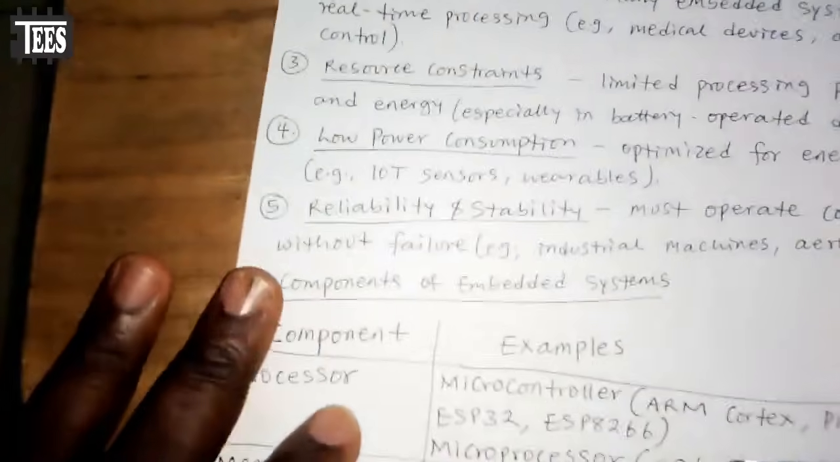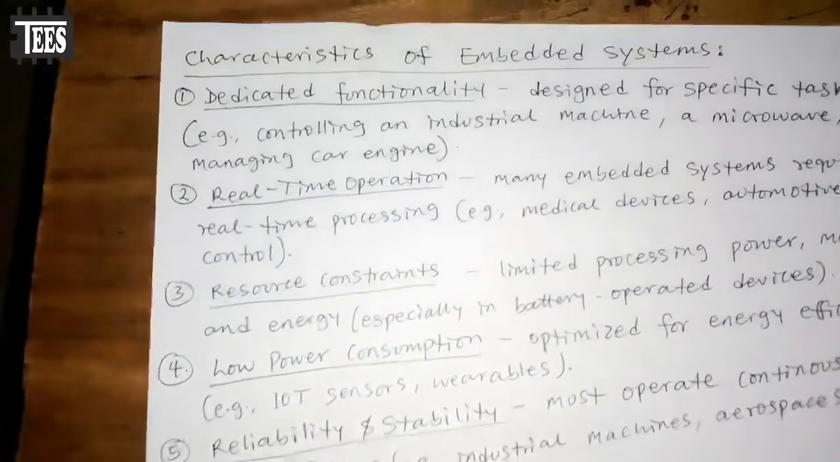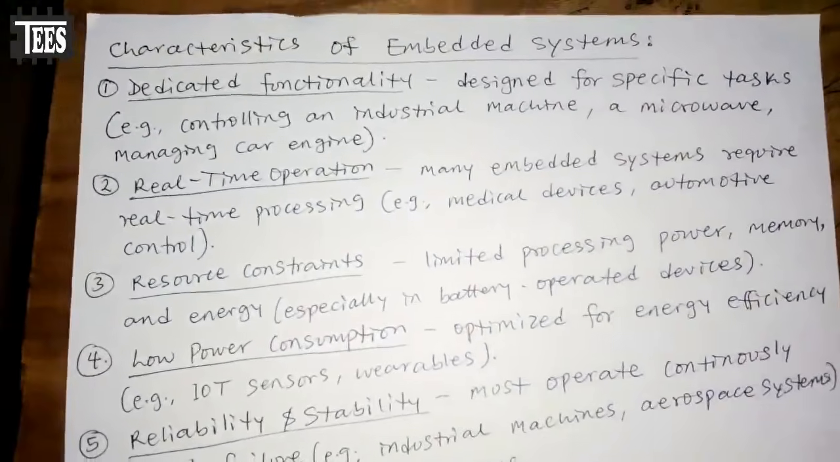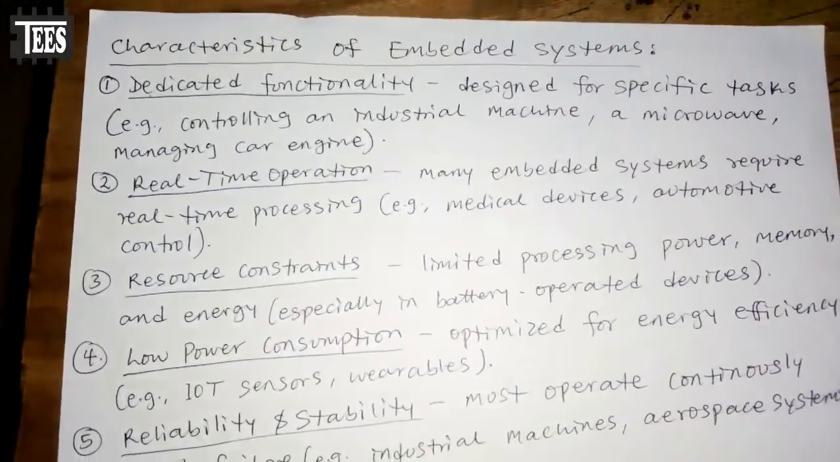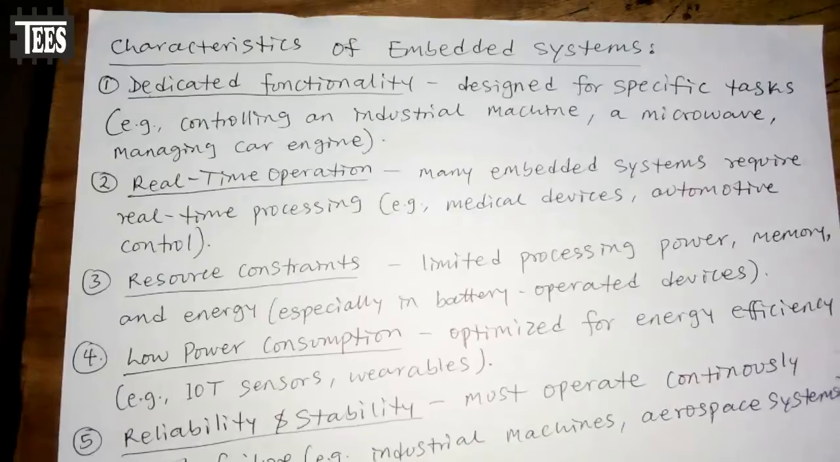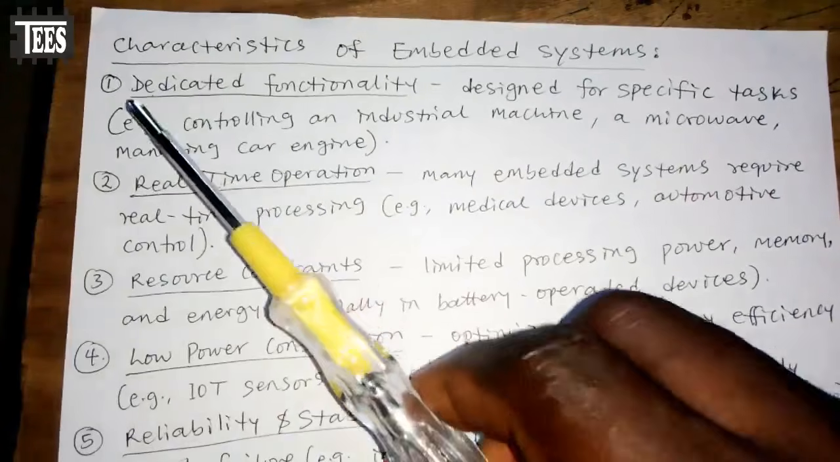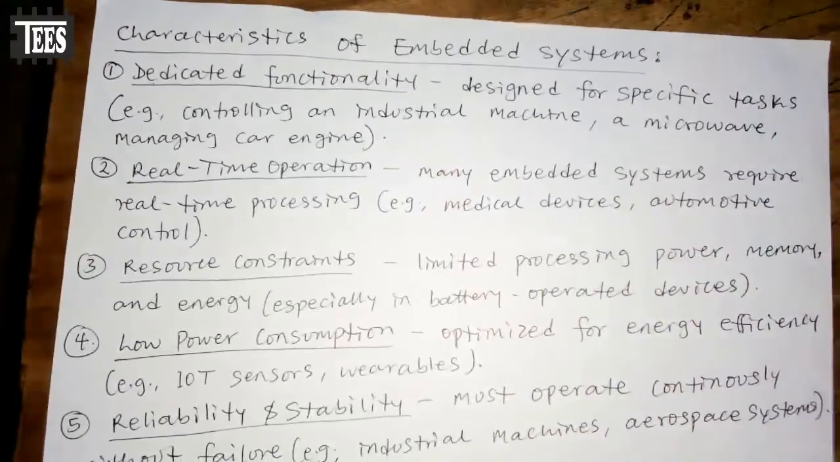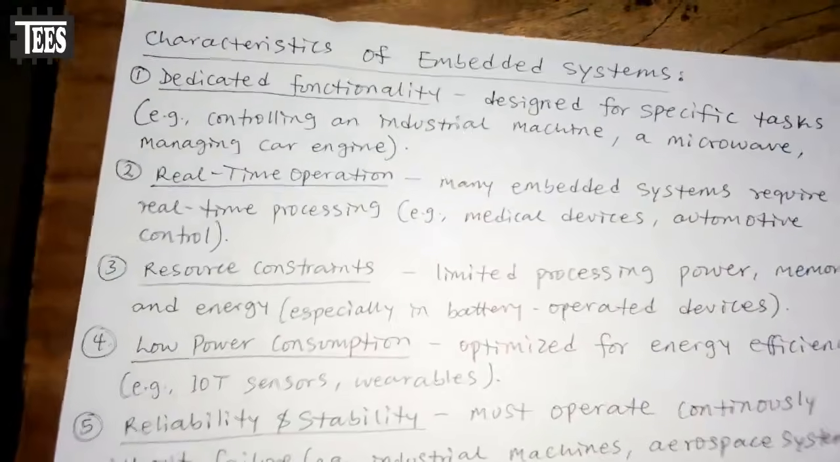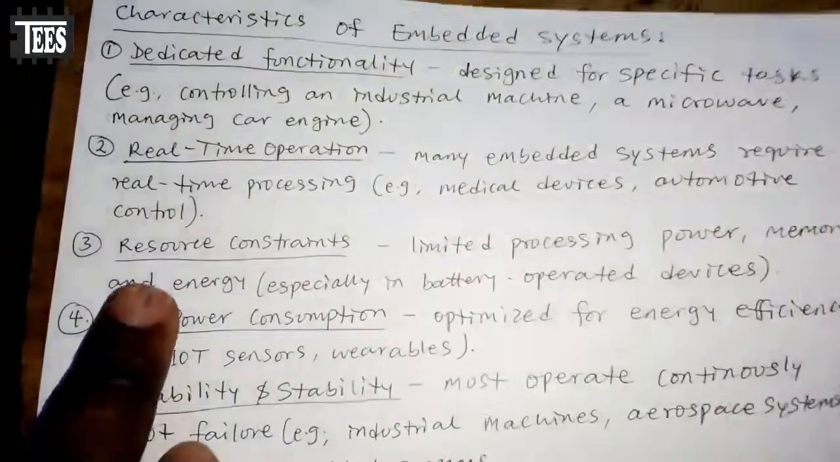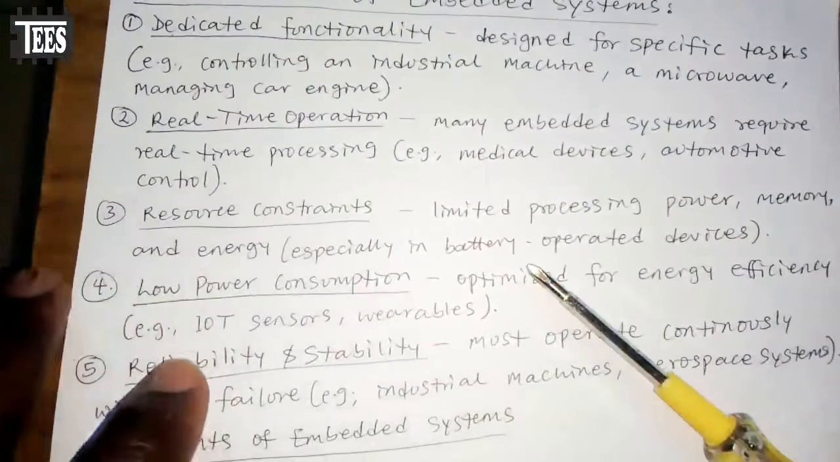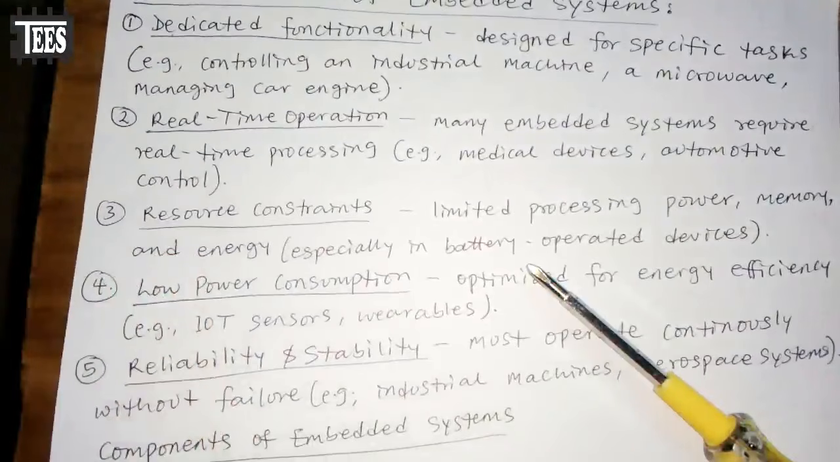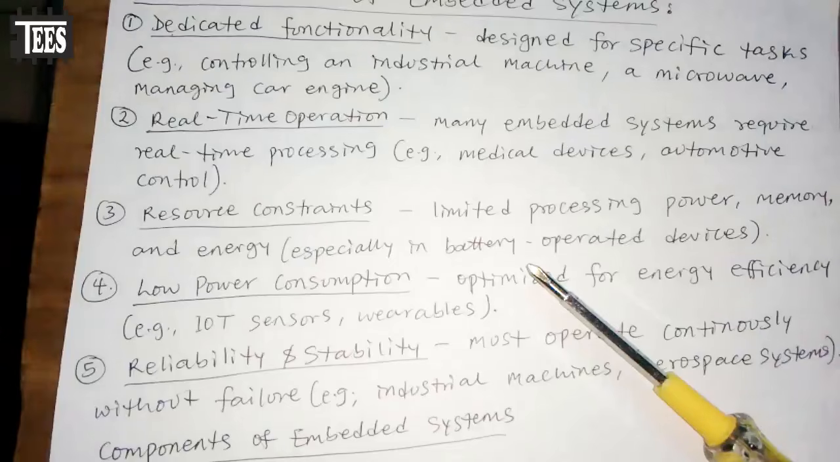So let's take a look at the characteristics of embedded systems. Dedicated functionality. That is, they are designed for specific tasks. Example, controlling an industrial machine, a microwave, managing a car engine. So every embedded system has a dedicated function.